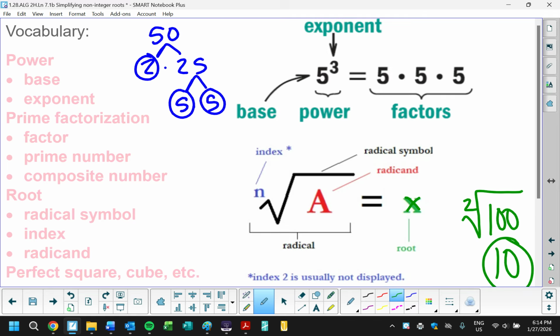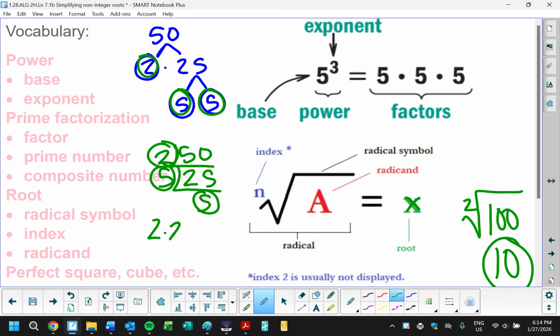The other method is what I call upside down division. 2 goes into 50 25 times. 2 does not go into 25, nor does 3, but 5 does. And you can stop as soon as every factor is prime. Notice you'll have the same prime factors. So the prime factorization of 50 would, of course, be 2 times 5 times 5. That looks ugly.